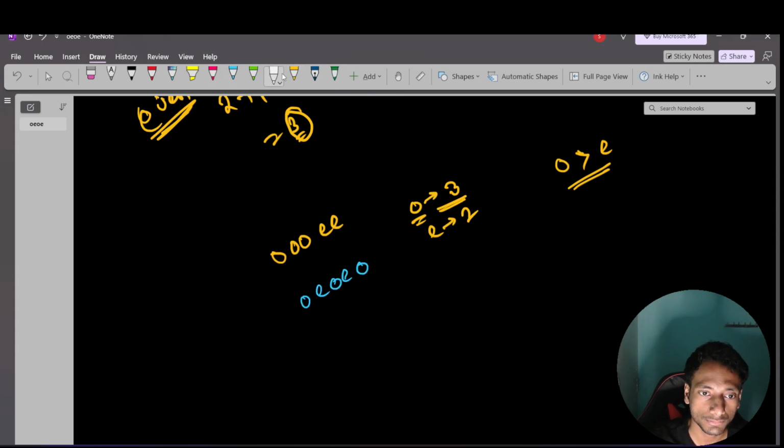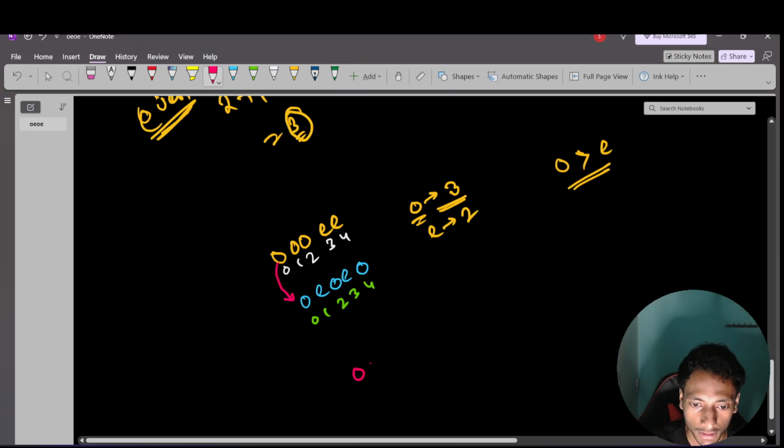Now what are the input array positions? 0, 1, 2, 3, 4. And what are the target positions? Also 0, 1, 2, 3, 4. So this odd at 0 is going to the same place, okay? For this, the target position is 0 and the current position is also 0. So that's why I need 0 swaps.